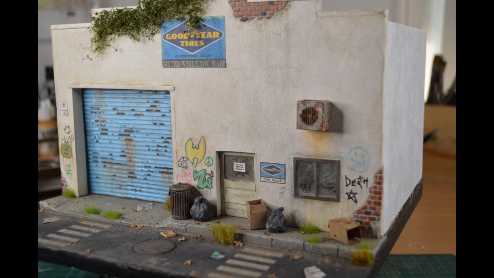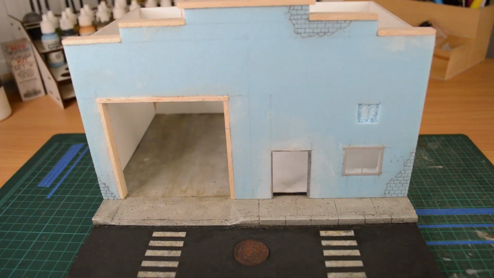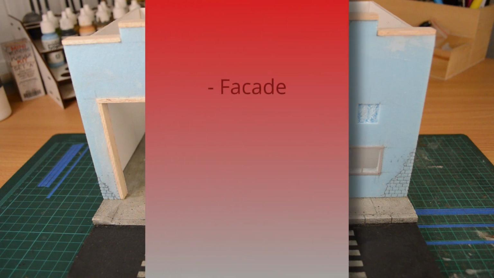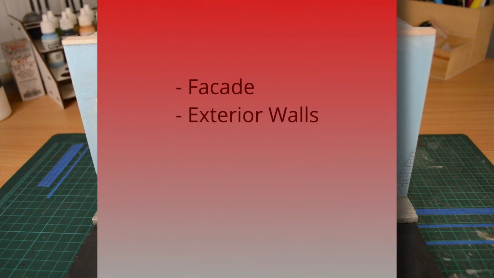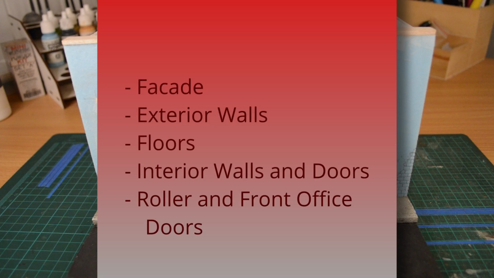What you're seeing here is the completed garage tile for my Zombicide table. There are a lot of steps involved in the construction of this tile, so in this video I will just focus on the steps regarding the building structure. So today I'd like to cover the building's facade, the side and rear exterior walls, the floors, the interior rooms and doors, and finally the roller and front office doors.